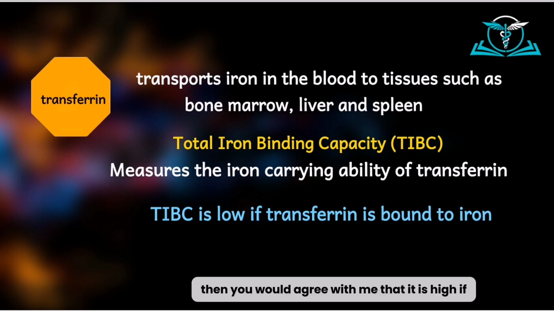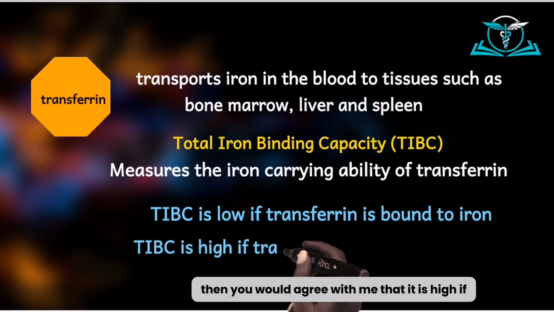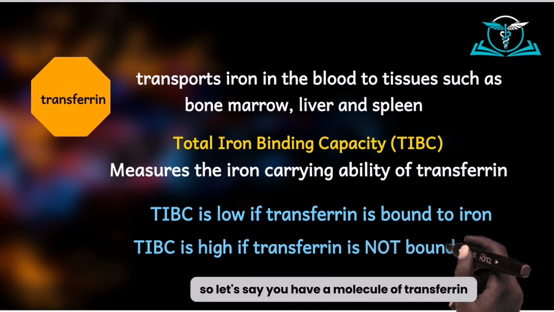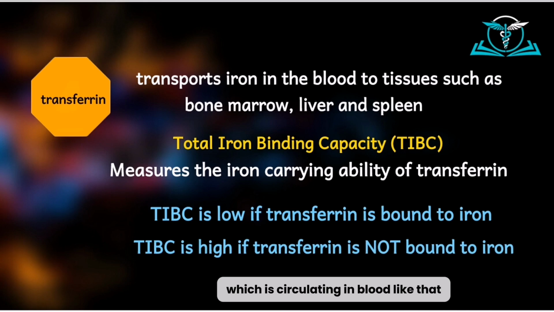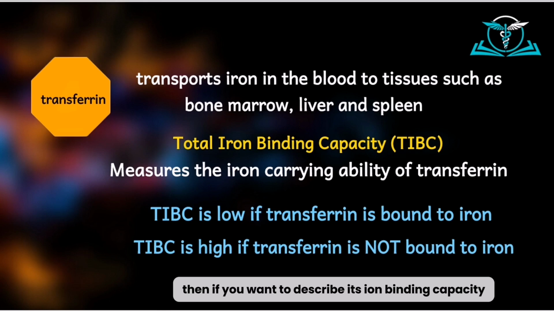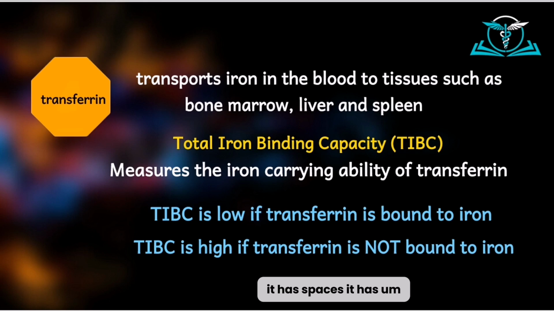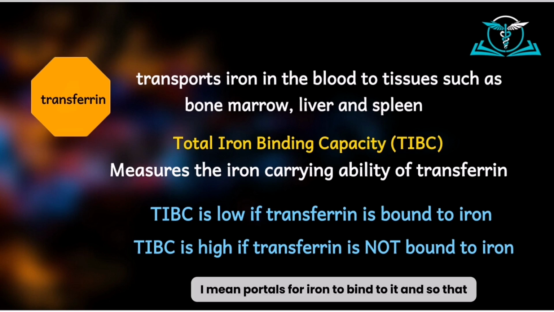Then you would agree with me that it is high if transferrin is not bound to iron. So let's say you have a molecule of transferrin which is circulating in blood like that. It is not bound to any iron. Then if you want to describe its iron binding capacity, you say its iron binding capacity is very high because it has spaces, it has portals for iron to bind to it. And so that transferrin will be described as having a high total iron binding capacity.